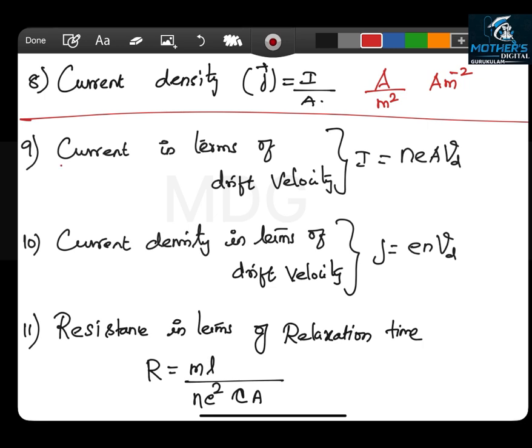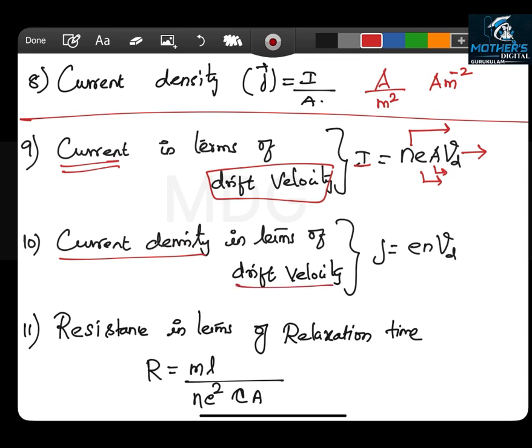Now these formulas are related to the important derivation, drift velocity. If you want to represent current in terms of drift velocity, the final formula is I equal to nAeVd, where n is the number of electrons, e is the charge of the electron, A is the cross section of the material and Vd is the drift velocity. If I want to represent current density in terms of drift velocity, J equal to I by A. So cancelling this A, we will get J equal to neVd.